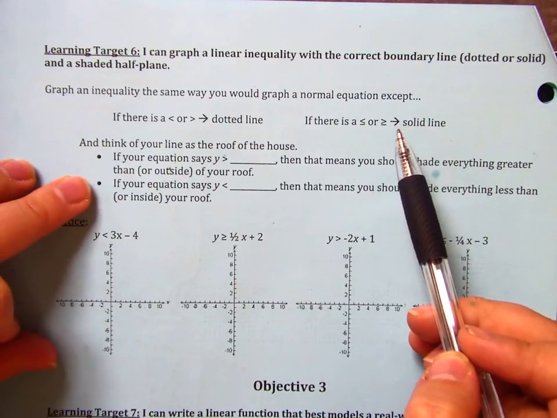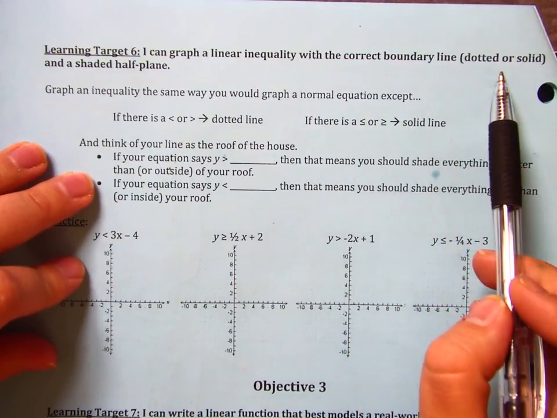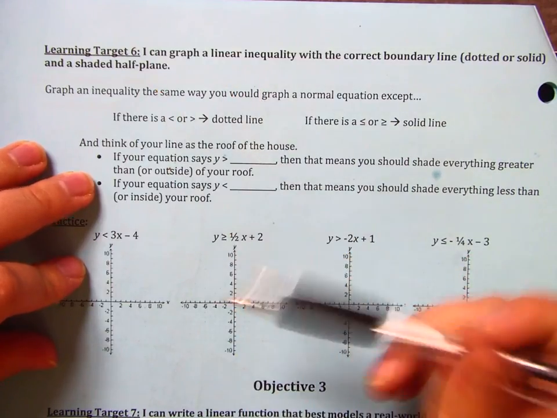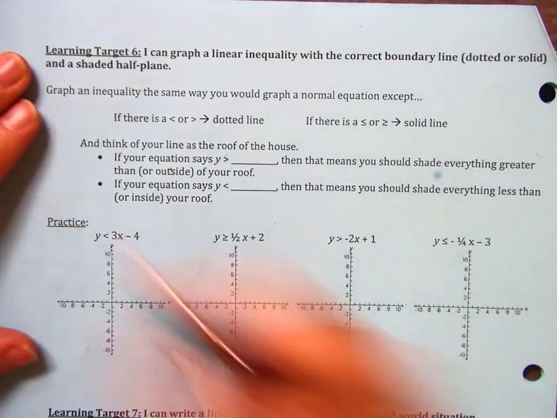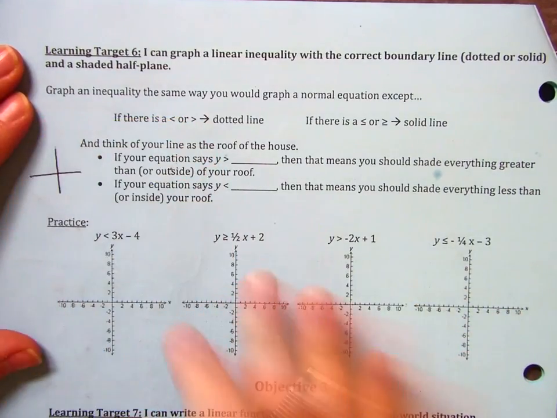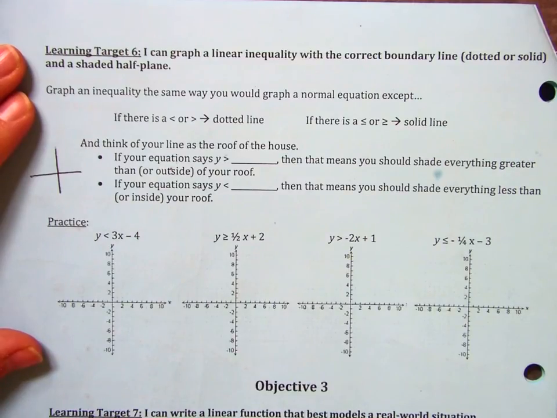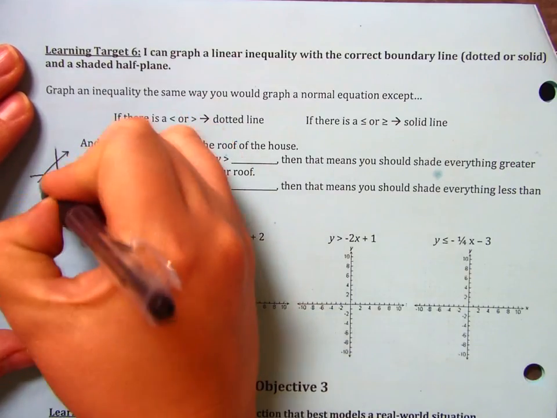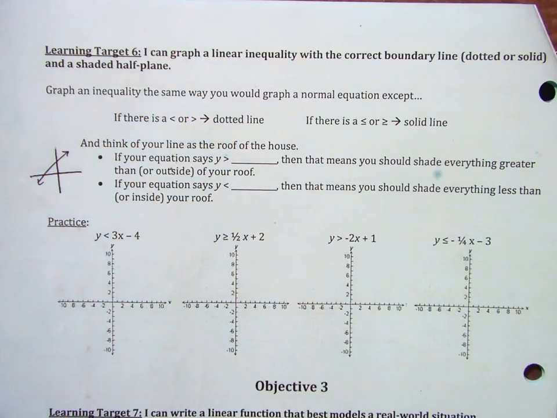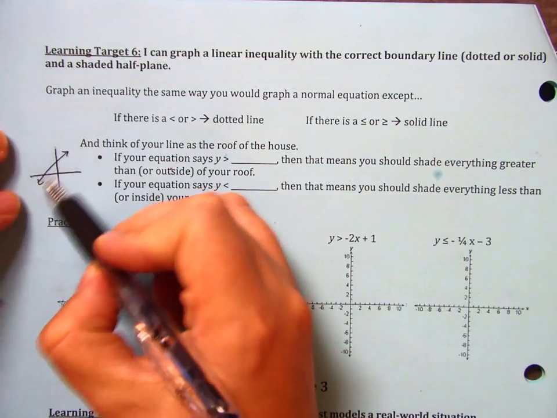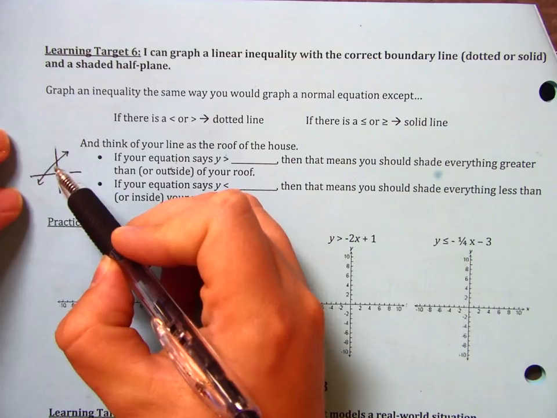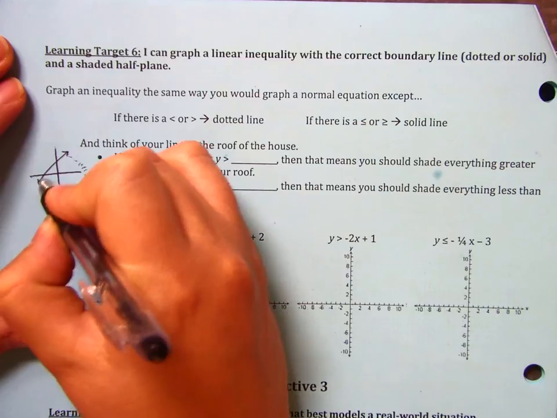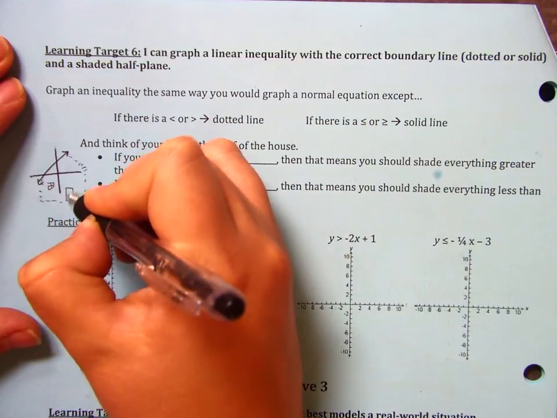Now, the second part, in addition to knowing if you're having a dotted or a solid line, is knowing if you're shading above or below the line. So if you think of your line as the roof of a house, so let's say we have this grid, and then we're going to graph it, and it looks like that. That's our line that we graph. We'll say it's a solid line. Now, if you think of this line as the roof of a house, if you were to draw the rest of the house, it would kind of look like this, and there's like a door, and a window.